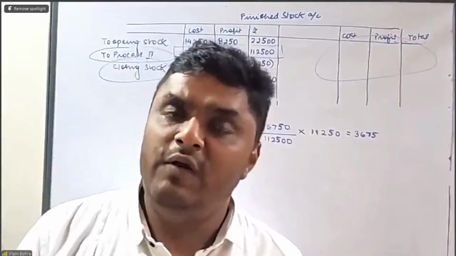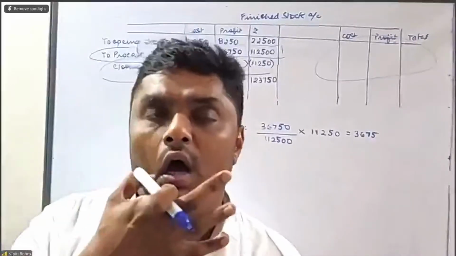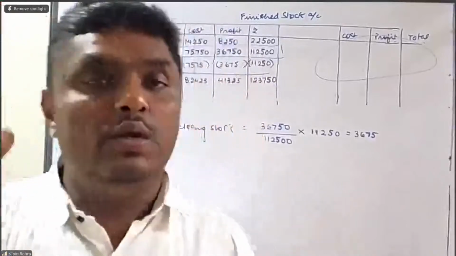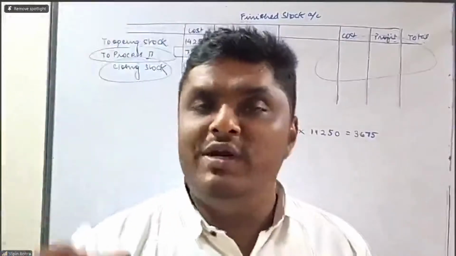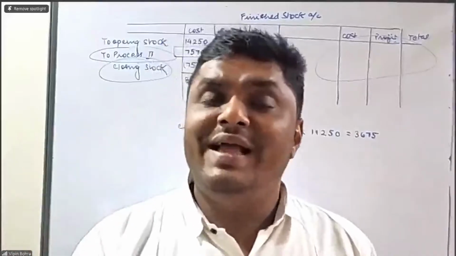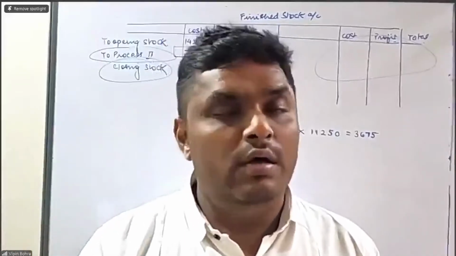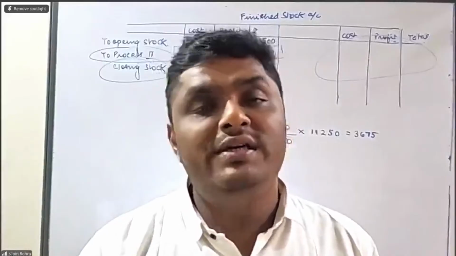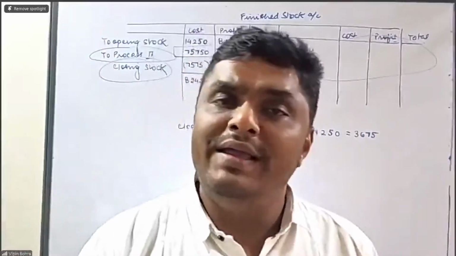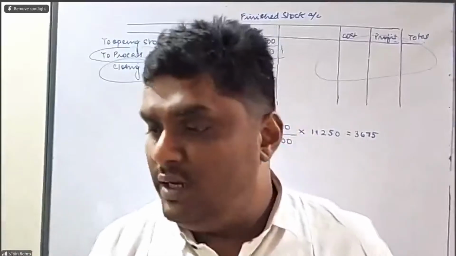So once the statement of equivalent production is over, we can prepare the statement of calculating cost per unit, wherein the total cost divided by number of units, we will get the cost per unit. And the last part is basically the calculation of the value of the units that are transferred to the next process, value of abnormal loss or abnormal gain, and value of closing work in progress.